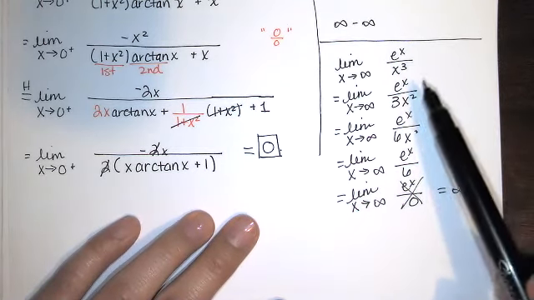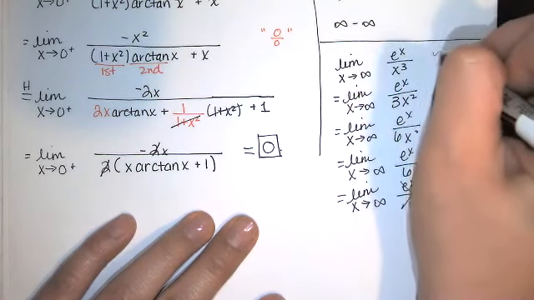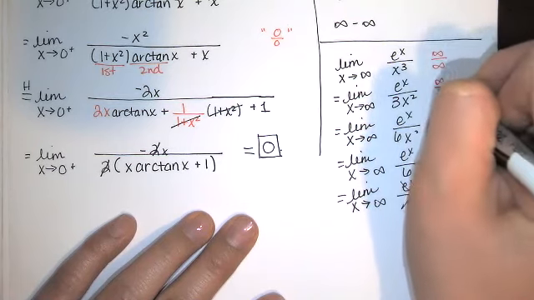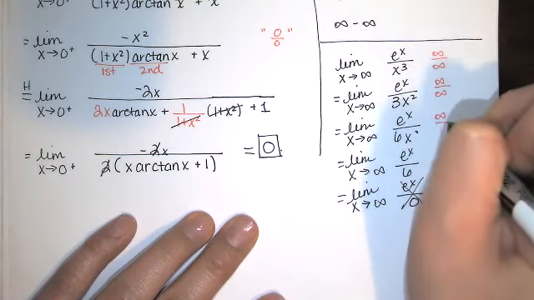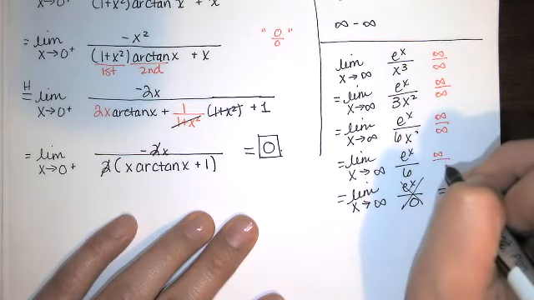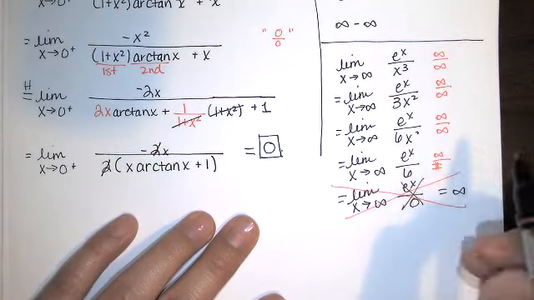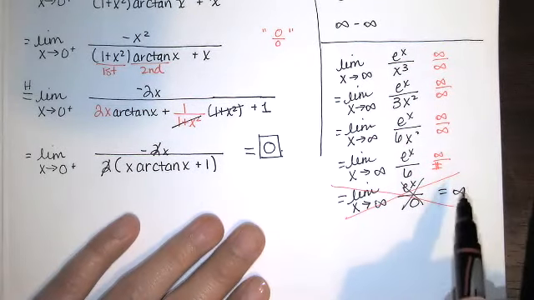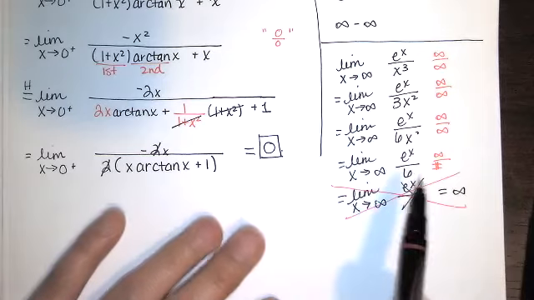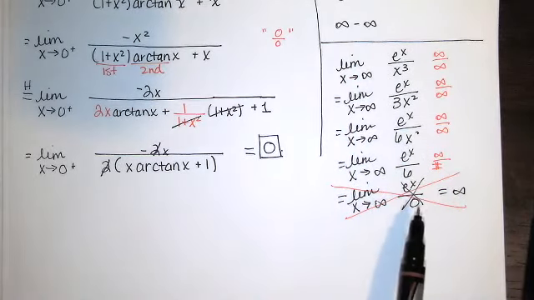L'Hopital's rule applied here and here, because that's infinity over infinity. That's infinity over infinity. That's infinity over infinity. This is infinity over 6. So this step is not legal. Even though it got you the right answer, this limit happens to be infinity. You don't want to just keep differentiating forever.